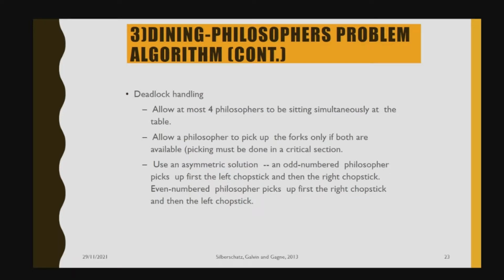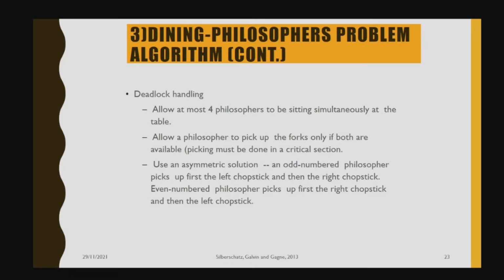Okay, allow at most 4 philosophers to be sitting simultaneously at the table. Okay, this one refers to deadlock handling. I believe you also know what a deadlock is because we already discussed deadlock in the previous video. So allow a philosopher to pick up the forks only if both are available. This one, maybe we can use the analogy of the chopstick. So picking must be done in the critical section.